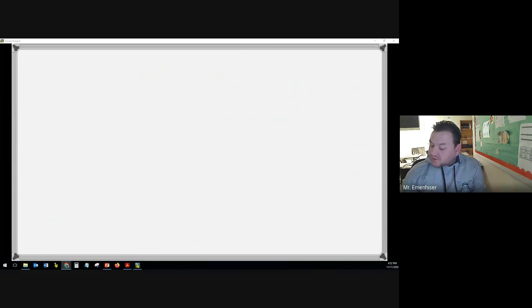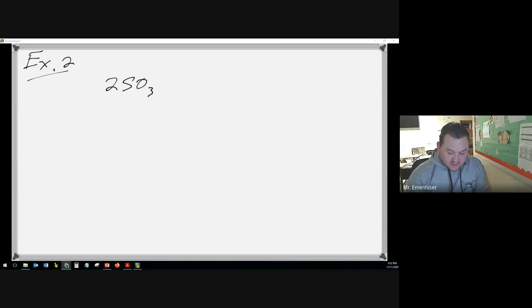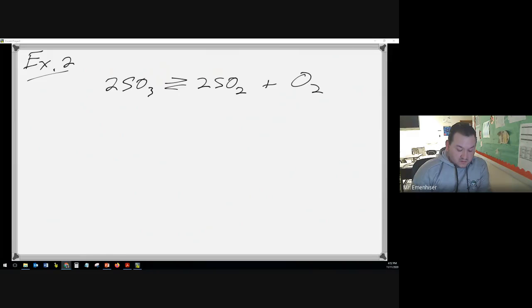All right, so let's do the next one. I'm going to call this example 2. All right, we got 2SO3, and I think that's a gas, is going to be in equilibrium with 2SO2, which is also a gas, plus O2. All right, so when you make a RICE table, it's RICE.